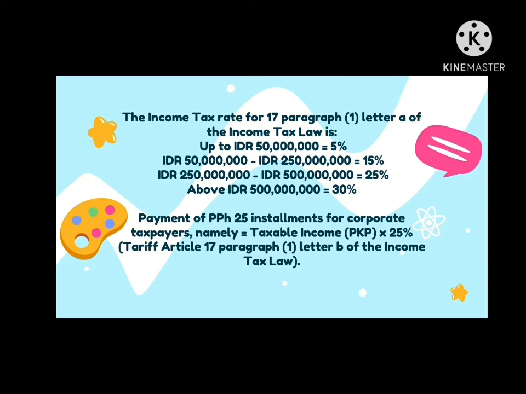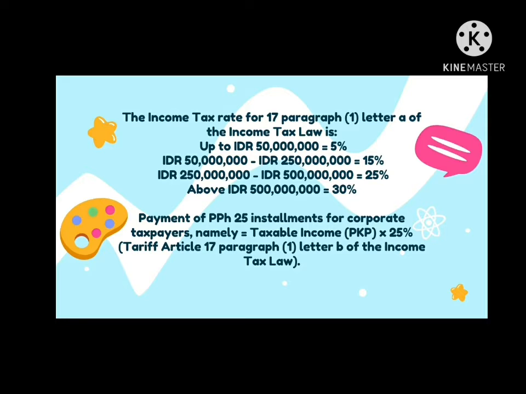The income tax rate for 17 paragraph 1 letter a of the income tax law is up to 50 million Indonesia rupiah is 5%. And then from 50 million rupiah to 215 million rupiah is 15%, and then 215 million rupiah to 500 million rupiah is 25%, and then above 500 million rupiah is 30%.